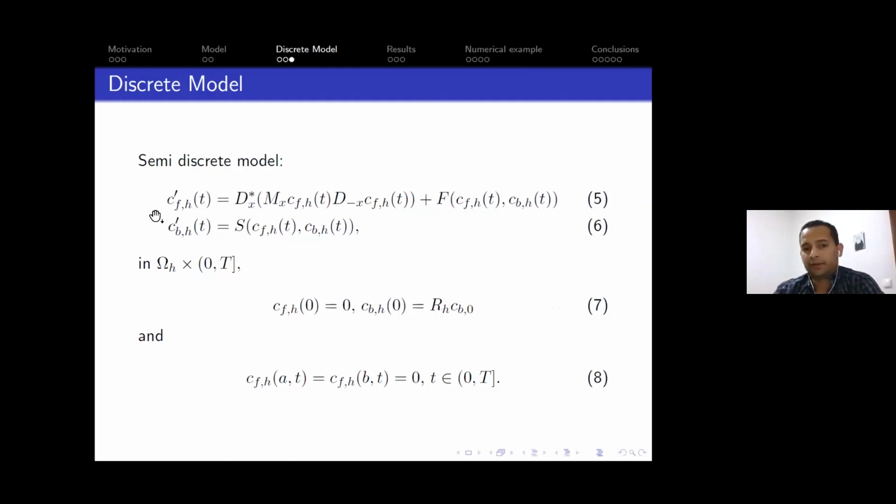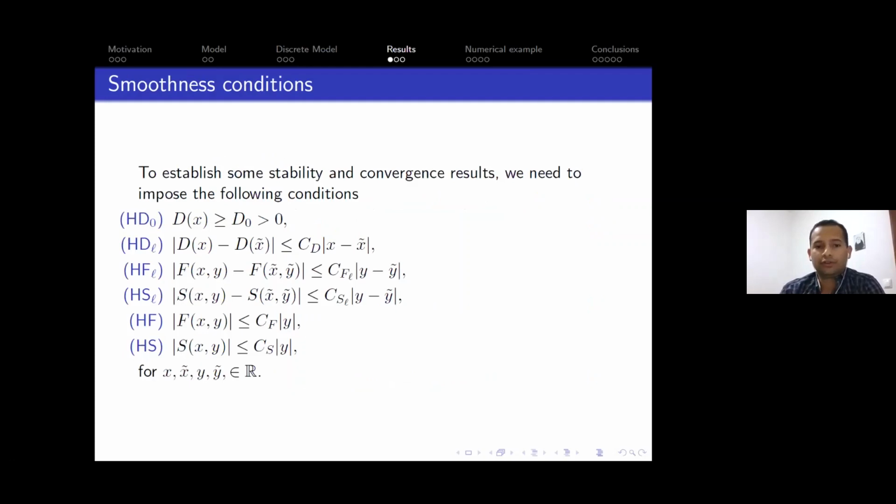This is part of the work that we did in a paper. We also did similar work considering discrete time, but here I'm going to present just the part with continuous time. Maybe we can jump now to the results.